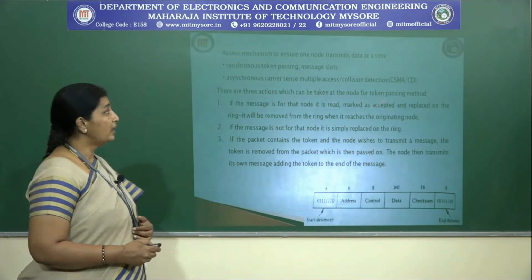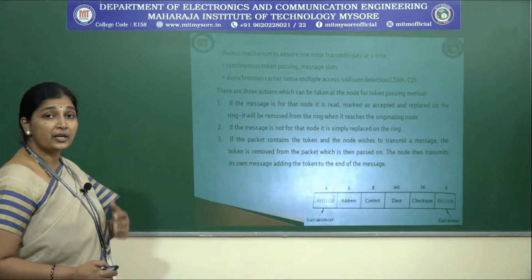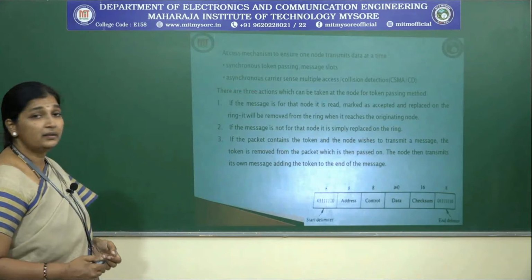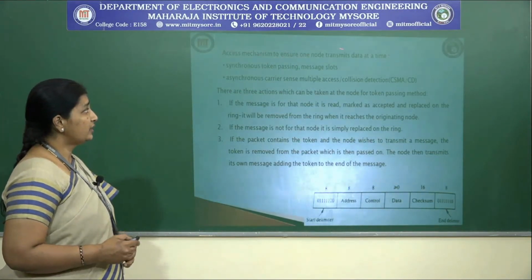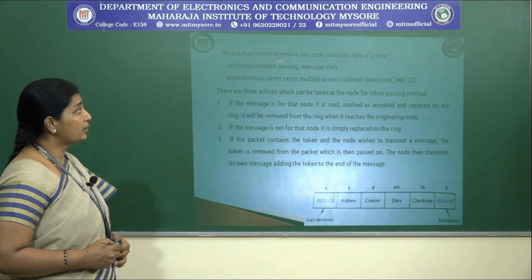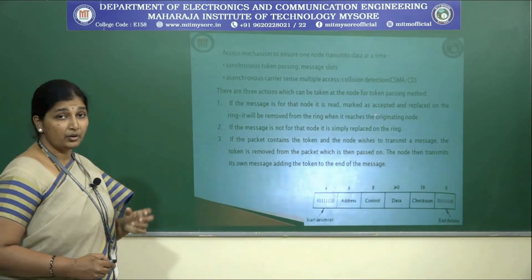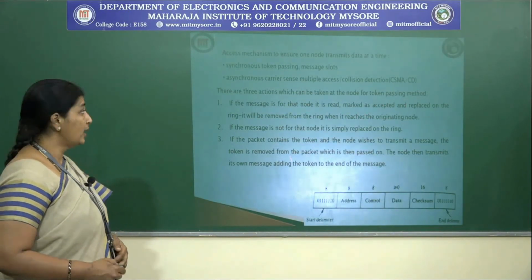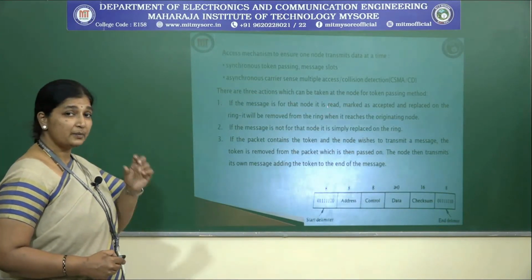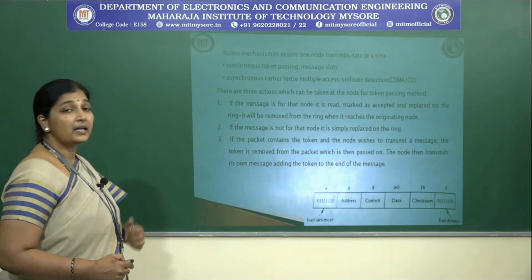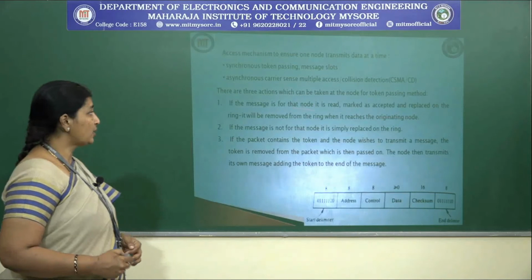So a lot of carrier sense multiple access has to be there, and collision detection has to be dealt with under asynchronous data transfer. If you are just trying to understand token passing, there are three actions which can take place at the node when the token is being passed. The first is, if the message is from the node, it is read, then marked as accepted and then replaced on the ring.